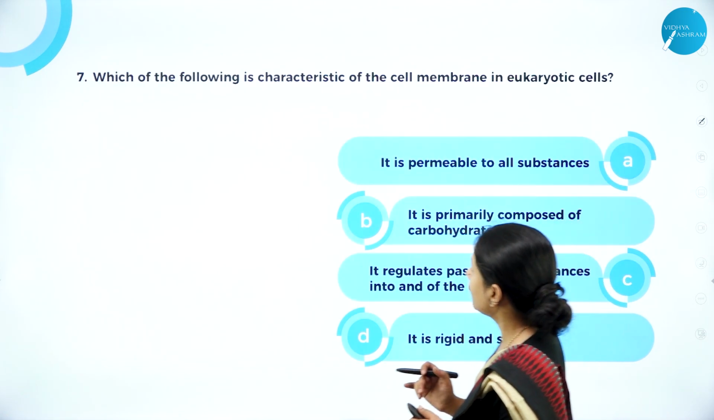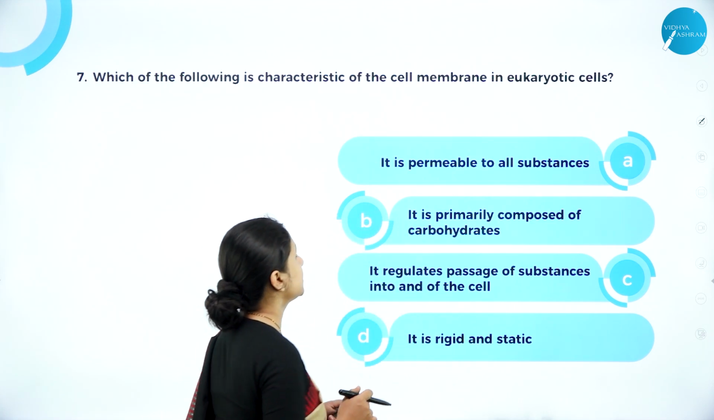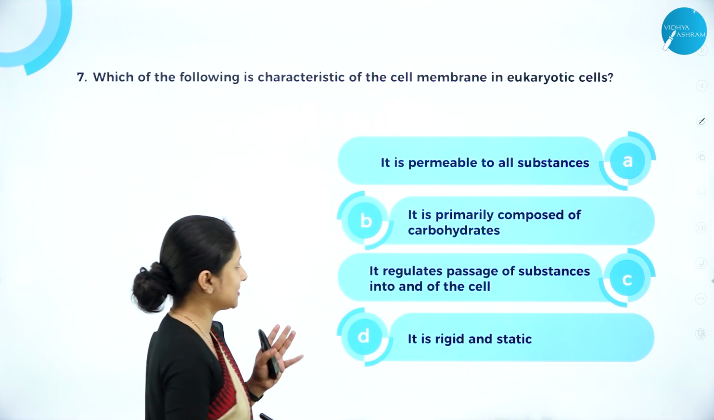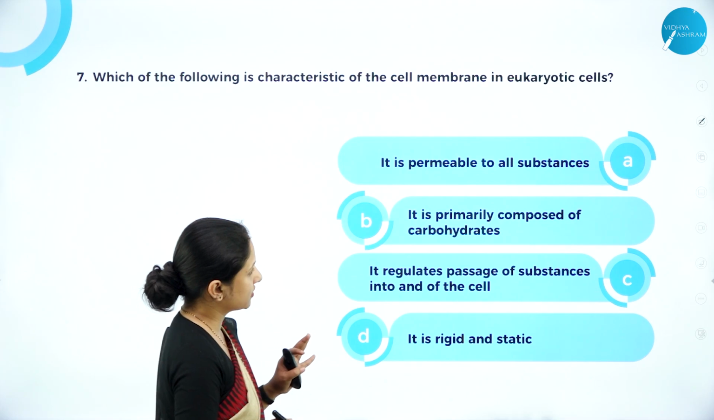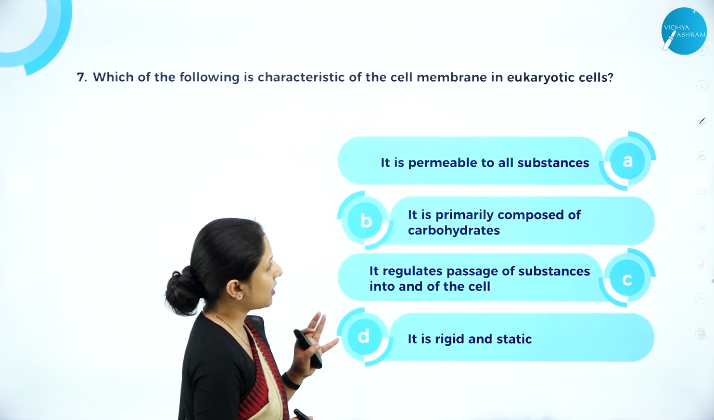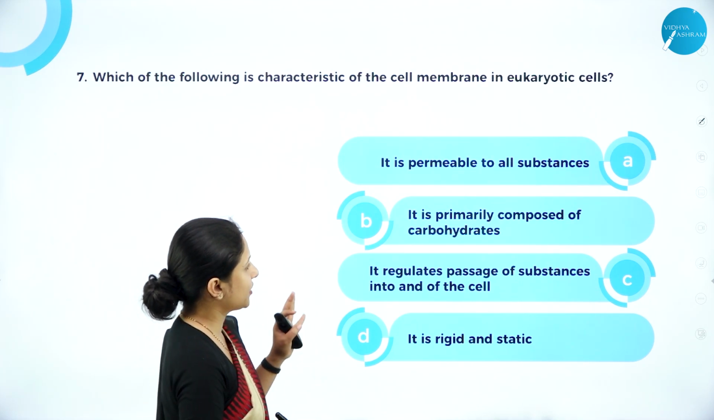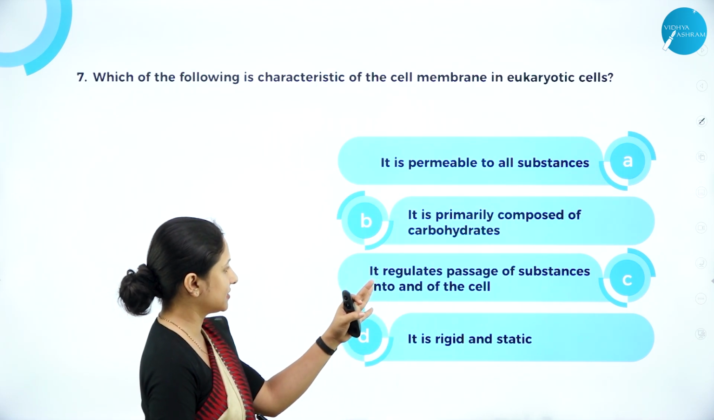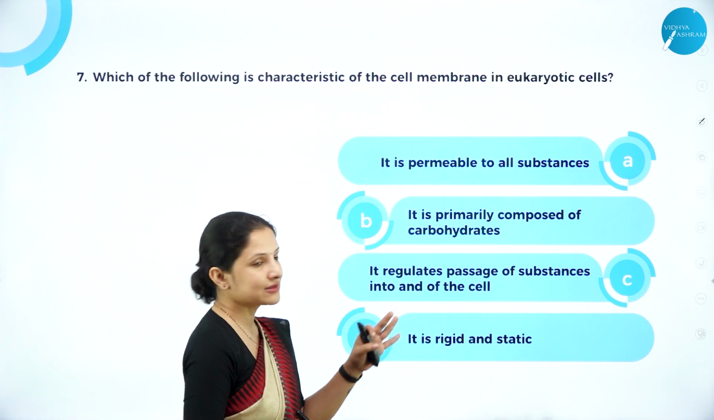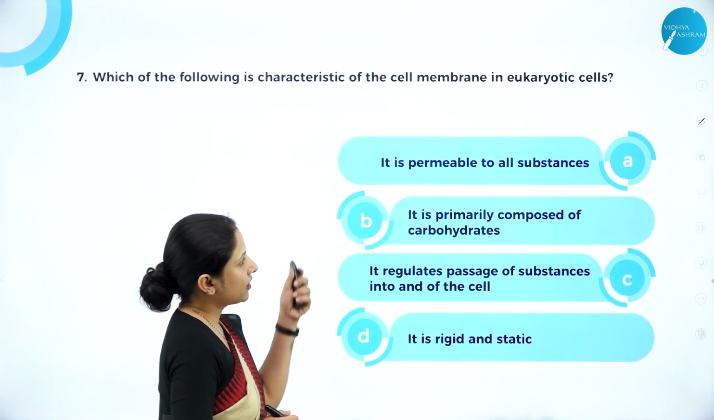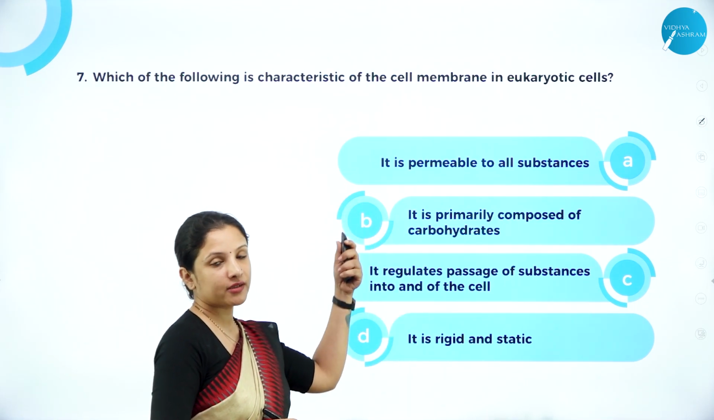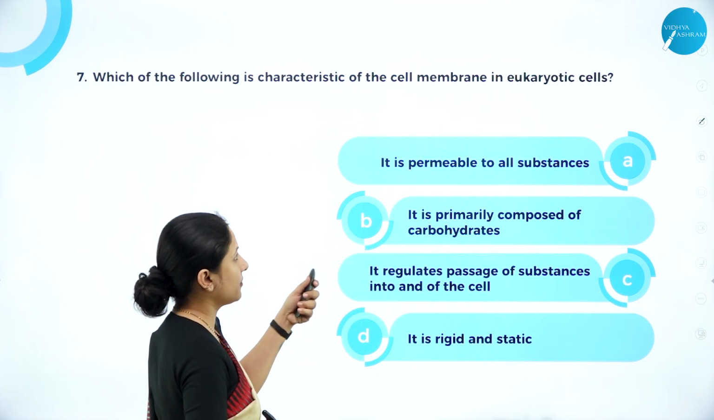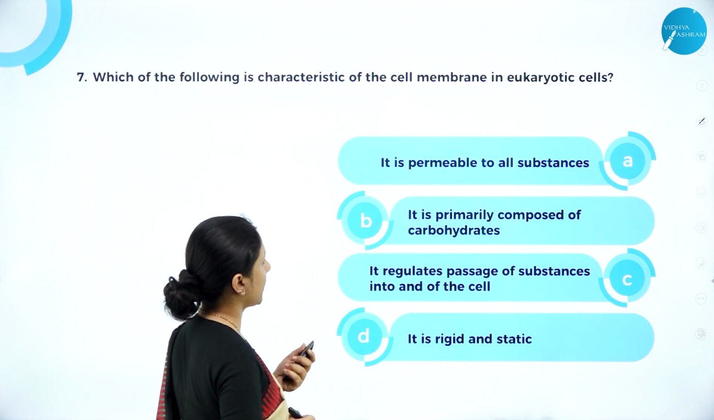Next question: which of the following is characteristic of the cell membrane in eukaryotic cells? It is permeable to all substances. It is primarily composed of carbohydrates. It regulates passage of substances into and out of the cell. It is rigid and static. So what we have to find out among these is which is the actual characteristic of the plasma membrane or the cell membrane.